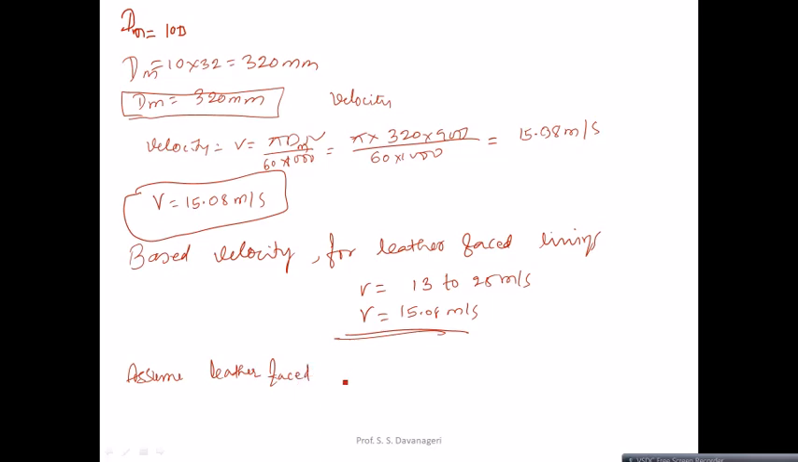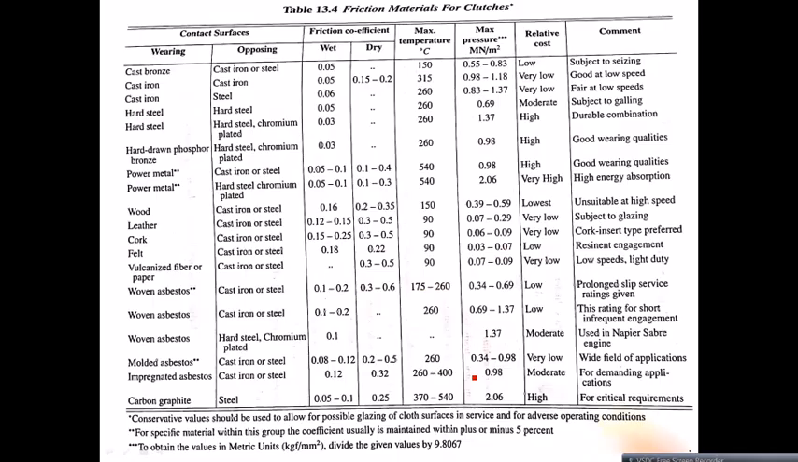Now let us assume it is a leather faced lining, because the velocity is going to fall between the values 13 to 25 meter per second. Okay. Now, leather faced lining on cast iron. Let us go for the properties based on the leather and the cast iron.